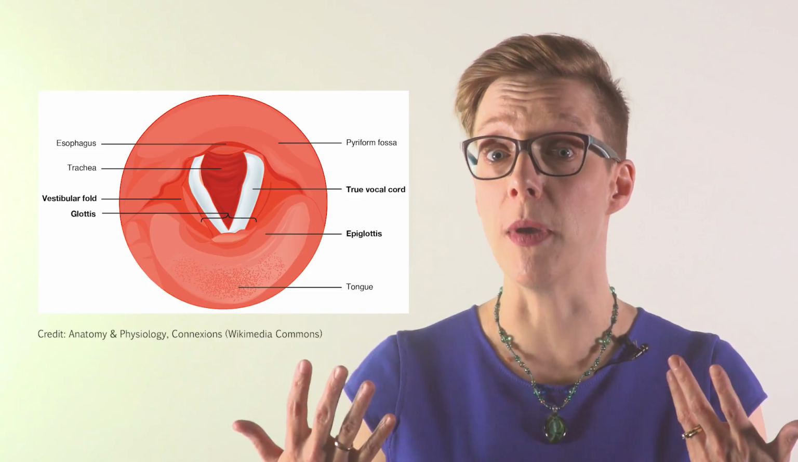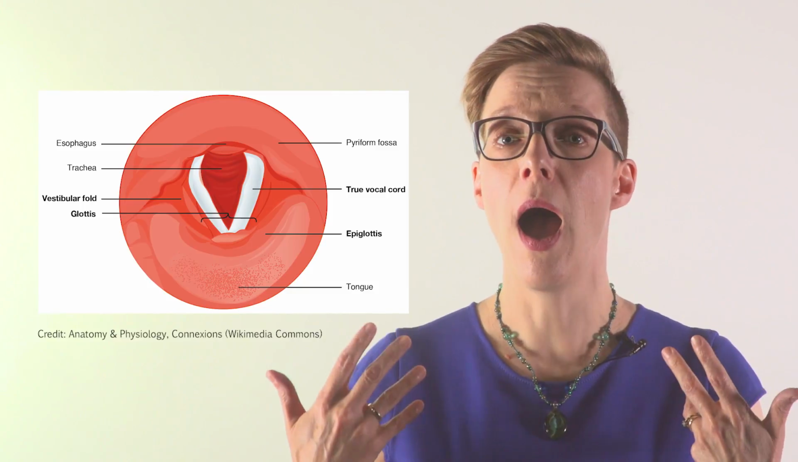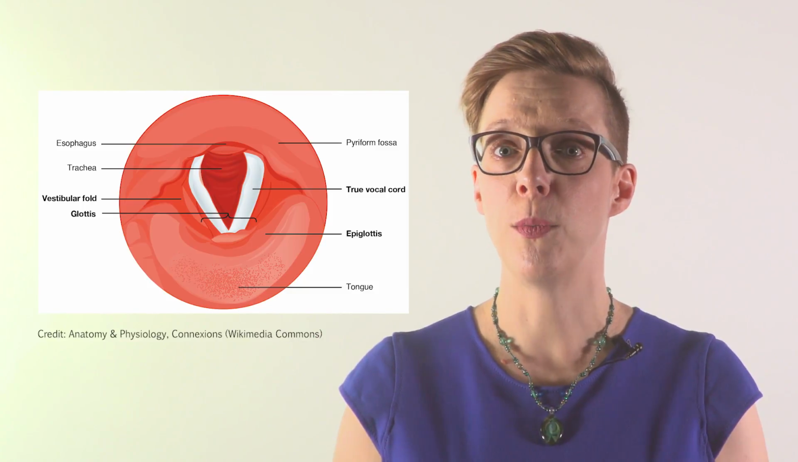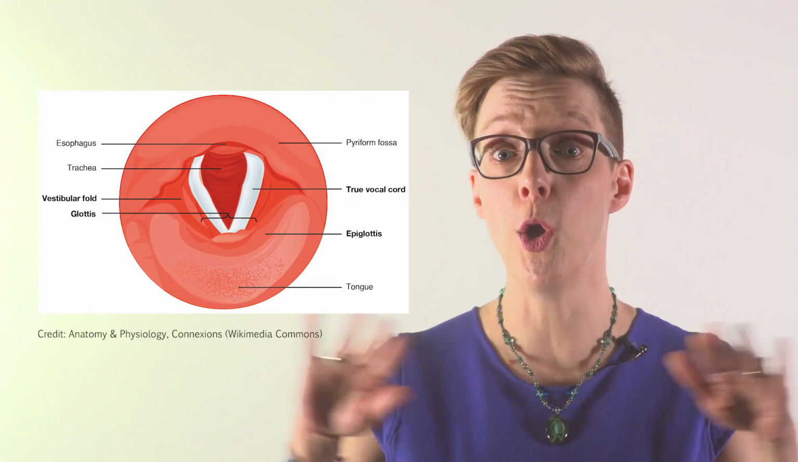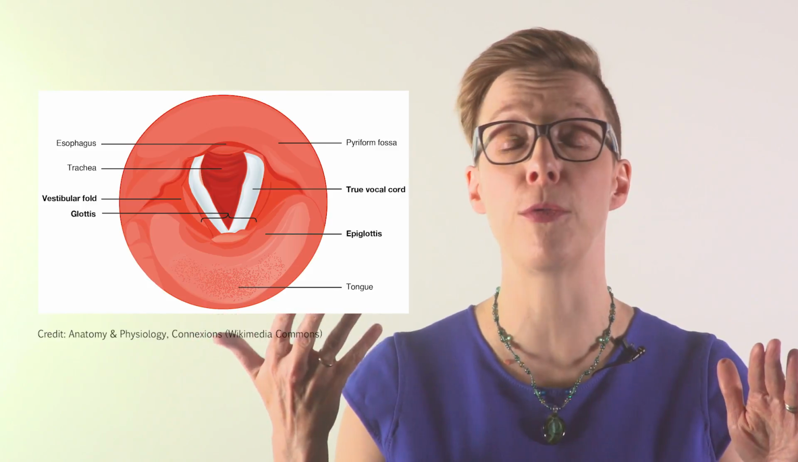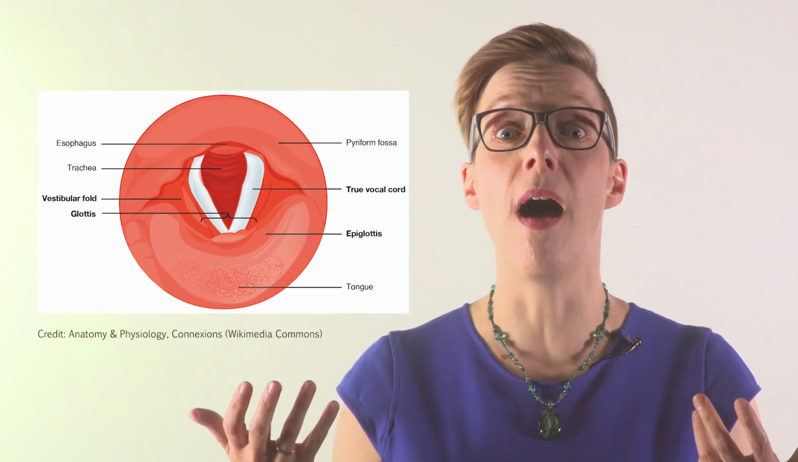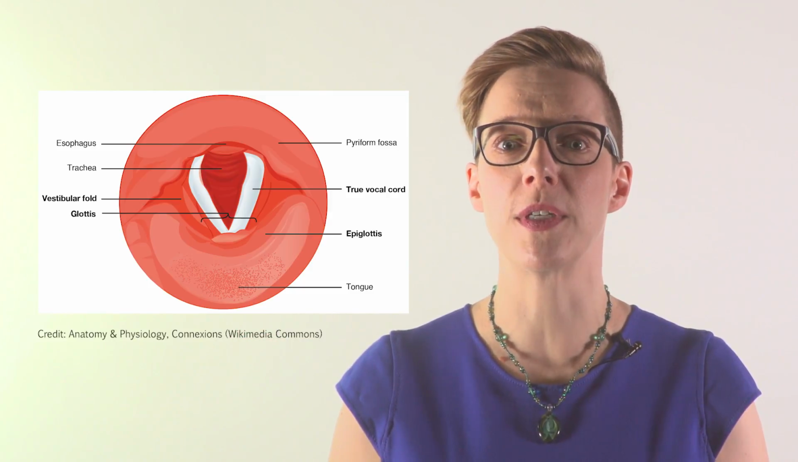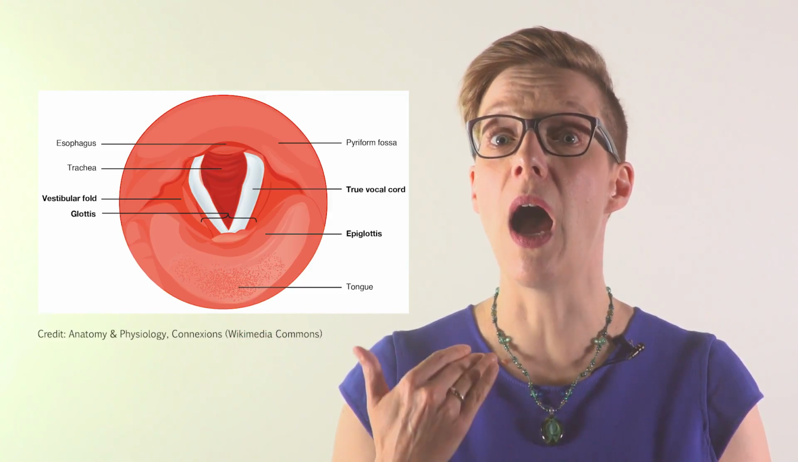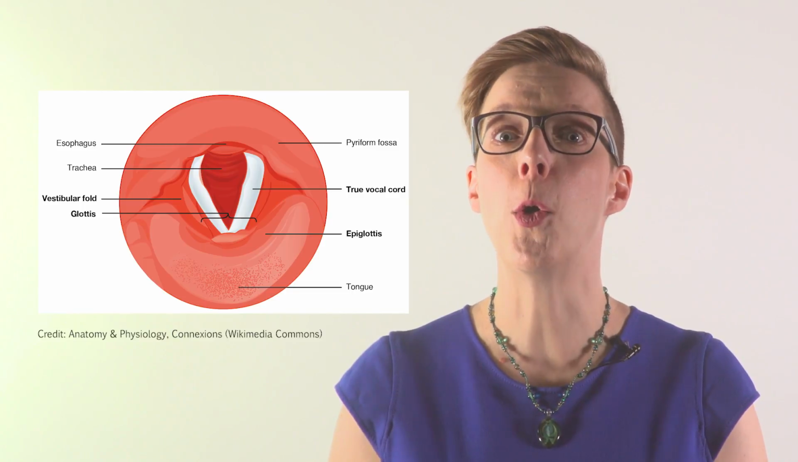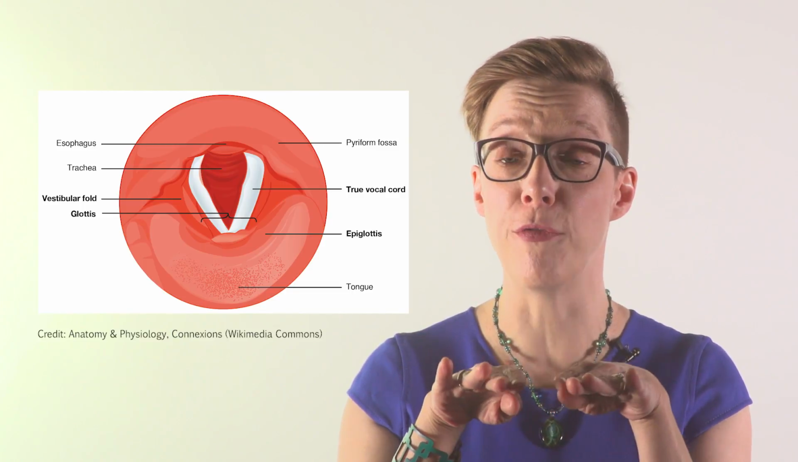Now I want you to open your mouth and breathe out quietly. When you do this, your vocal folds are open and air is passing freely through the glottis. Now breathe out again and say ah, as if the doctor is looking down your throat. To make that ah sound, you're holding your vocal folds close together and vibrating them rapidly. When we speak, we make some sounds with vocal folds open and some with vocal folds vibrating.